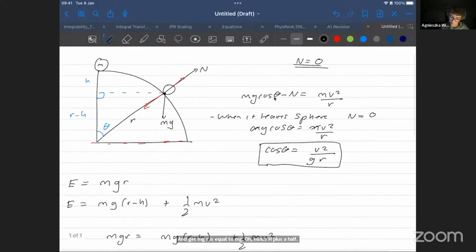However, r minus h, if I just do some simple trigonometry right here, you can see that it is going to be cos.